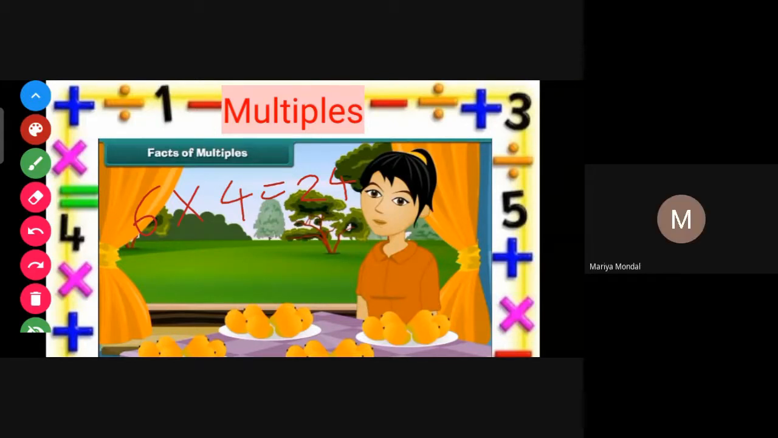6 एक एक प्लेट में मैंगो है, 4 प्लेट्स है. Exactly. You can see 4 plates or dishes are there and 6 mangoes in each. So in each dish or in each plate, 6 mangoes are there. Very good, Maria.